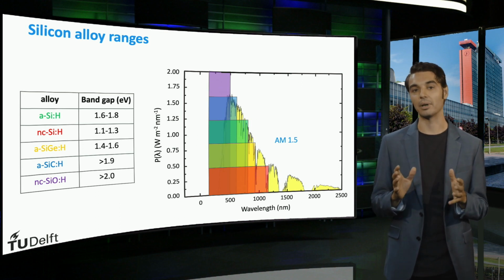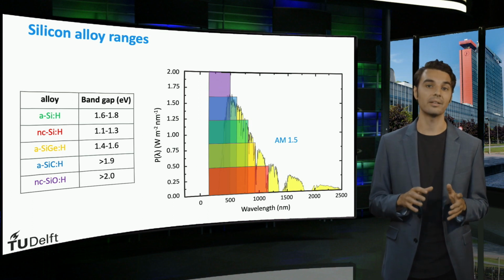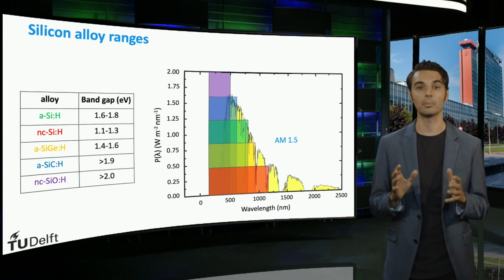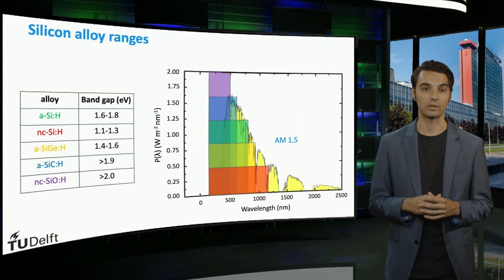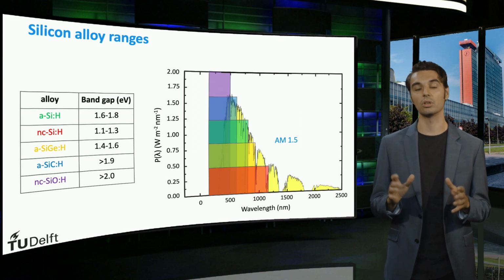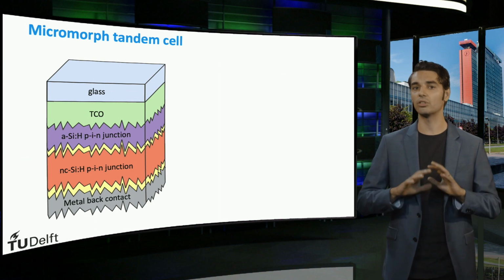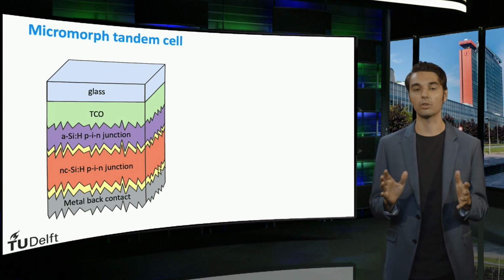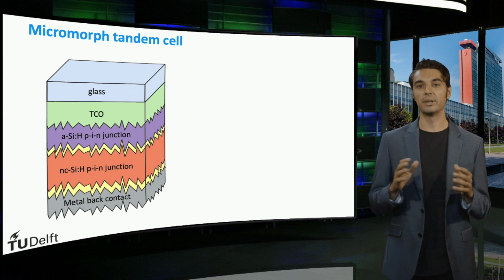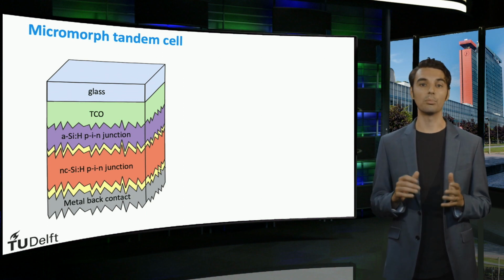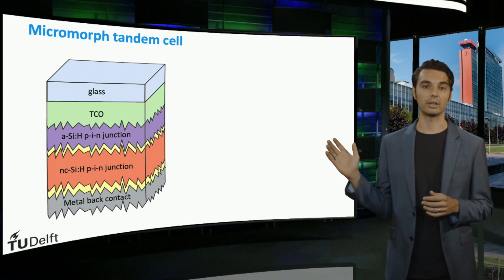The high bandgap energies of silicon oxide and silicon carbide allow it to absorb the highly energetic blue and ultraviolet part of the spectrum with minimal thermalization losses. With this range of silicon alloys, we can design several multi-junction thin-film silicon solar cells. Probably the most studied concept is a micromorph solar cell, illustrated in this figure.